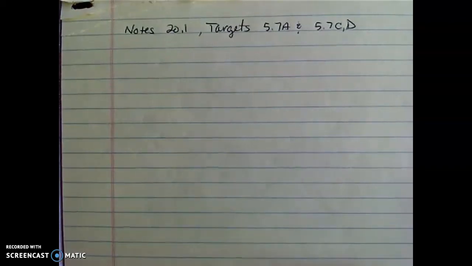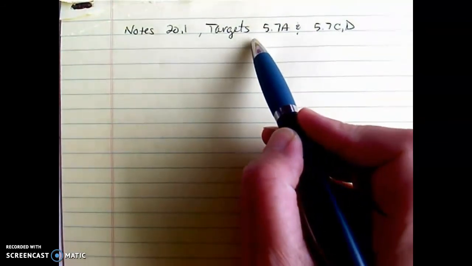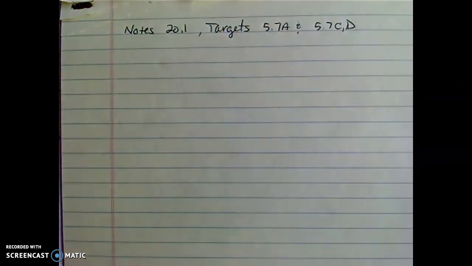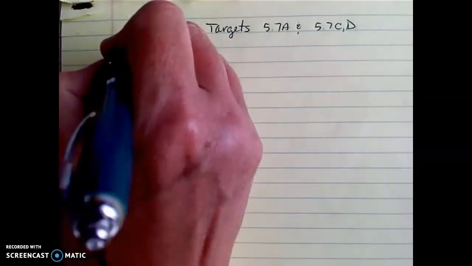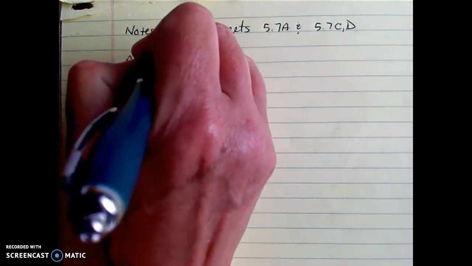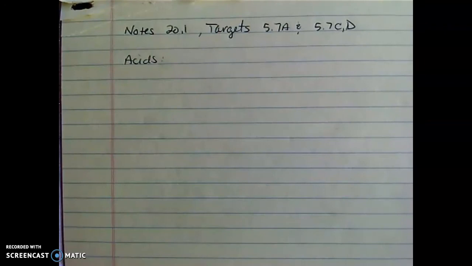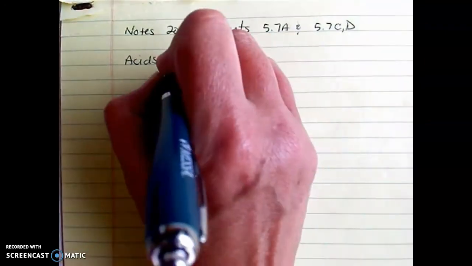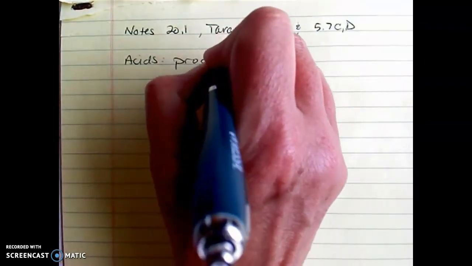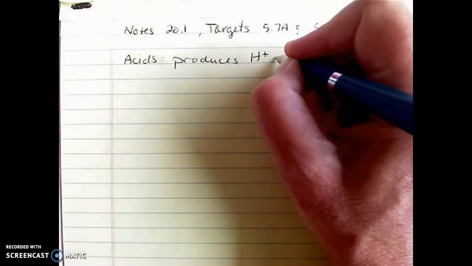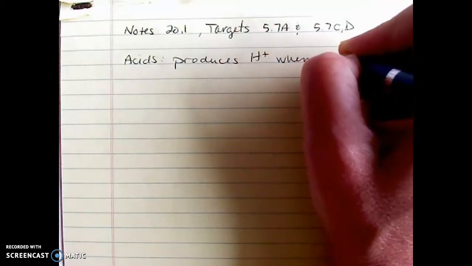Chapter 20 is on acids and bases. So we're going to start with section 20.1, and it covers two different targets, 5.7a and then 5.7c and d. Let's start with acids. The definition of an acid is a substance that, when it's dissolved in water, produces hydrogen ions, H+.